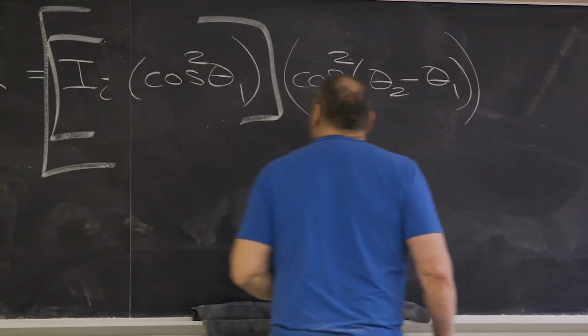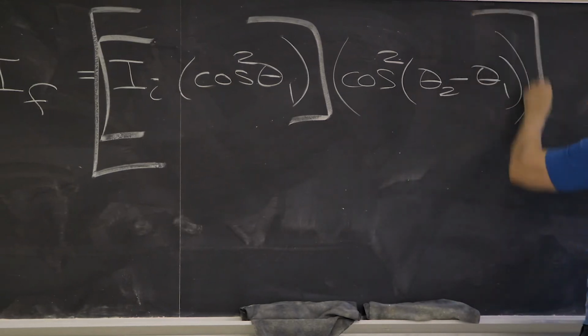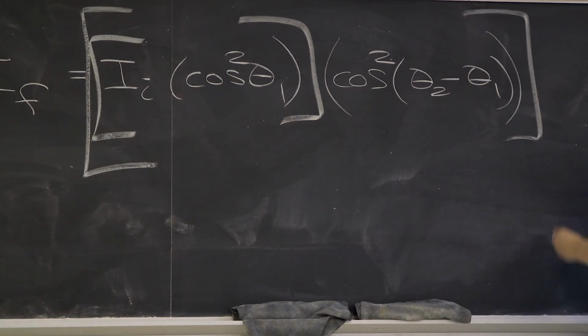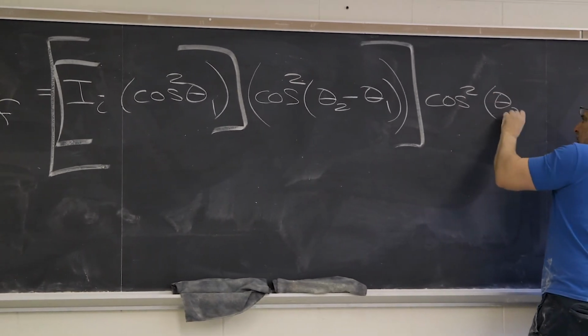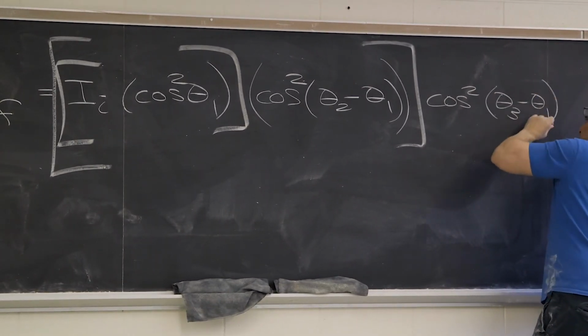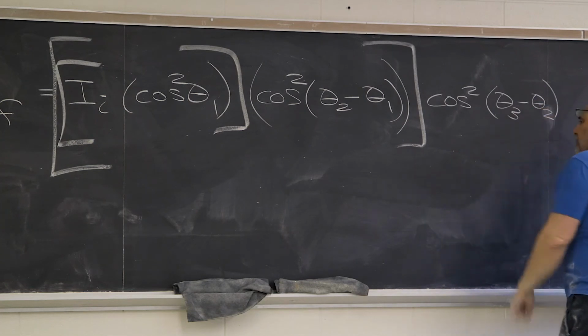Then this guy becomes the new I. And you're going to multiply that with cosine squared, theta 3 minus theta 2.